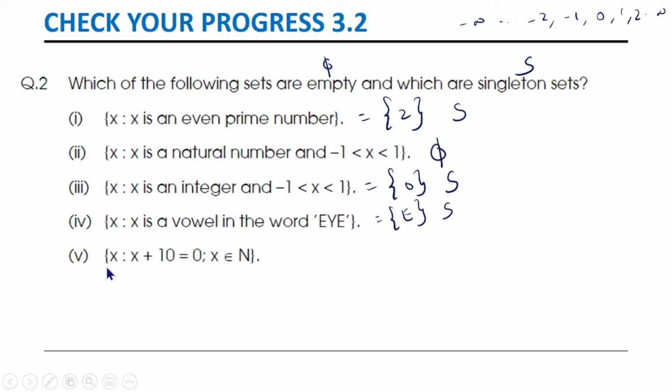The next one, set of all x such that x plus 10 equal to 0, x belongs to N. So it is given x is a natural number. So natural number starts from 1, 2, 3 up to etc. Here if we solve this equation, we get x is equal to minus 10. So this is a null set, because minus 10 is not a natural number.